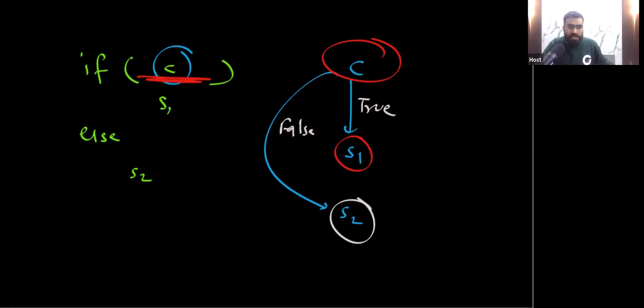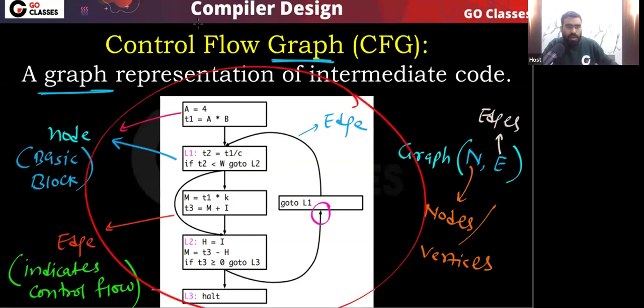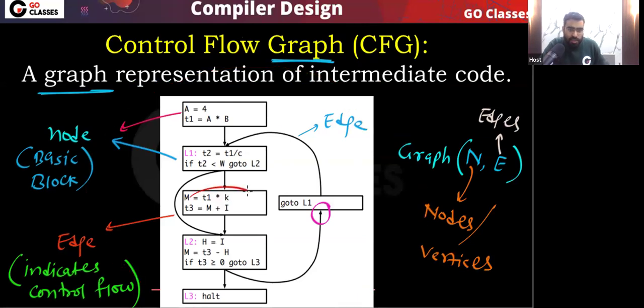The same thing is happening here also: every edge indicates the flow of control. Is this clear? For example, once you execute these two instructions, after that definitely you will execute this instruction. Look at this control flow graph. These edges indicate the flow of control. Is this point clear to everyone?